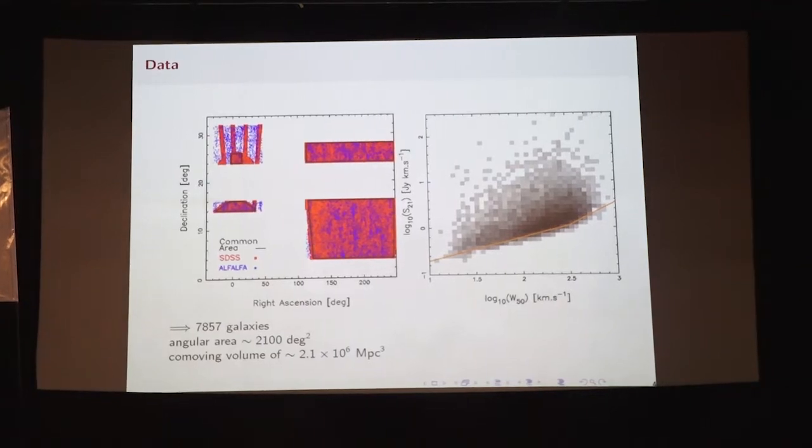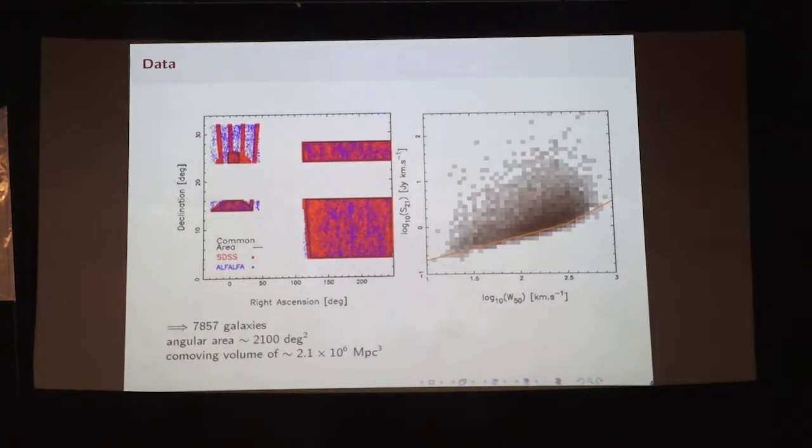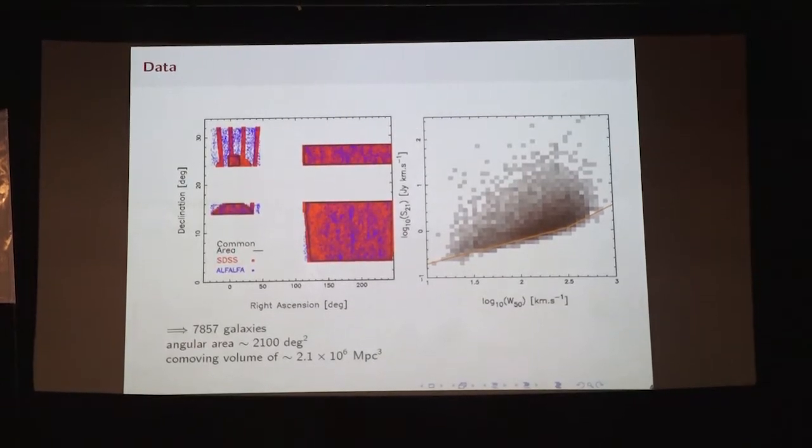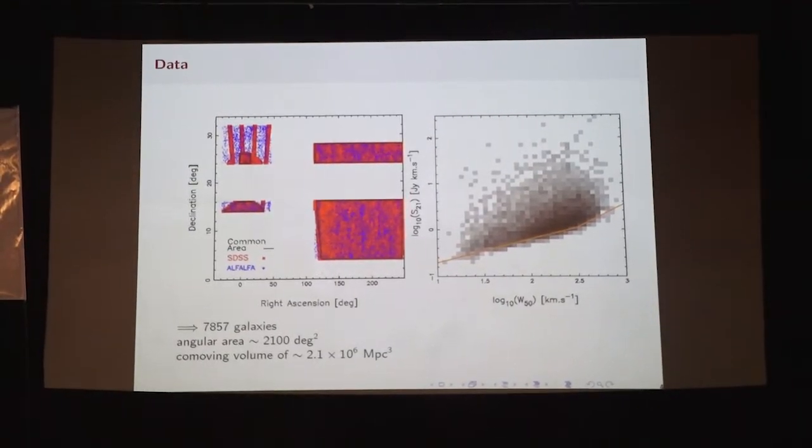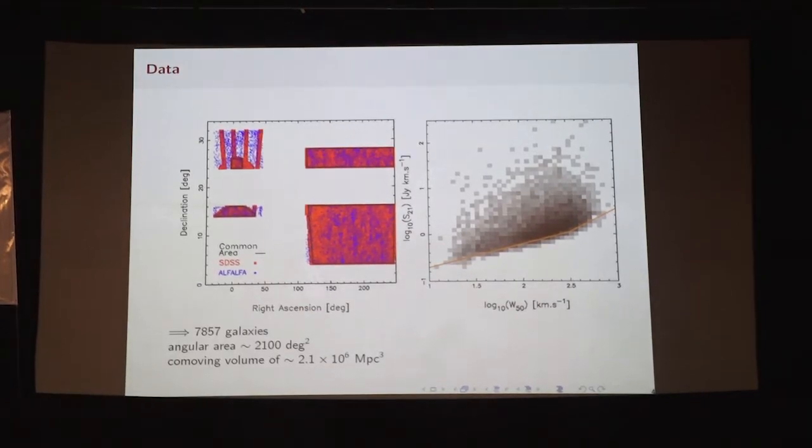Now, we are considering the galaxies which are common to both SDSS DR7 and Alpha Alpha, which has been denoted here using this black boundary. So, in our sample, we have around 7,800 galaxies, and if you look at this right panel, this is the two-dimensional distribution of these Alpha Alpha galaxies in the W50 integrated flux plane. And this orange line is the 50% completeness limit. So we are considering only the galaxies which are above this limit.